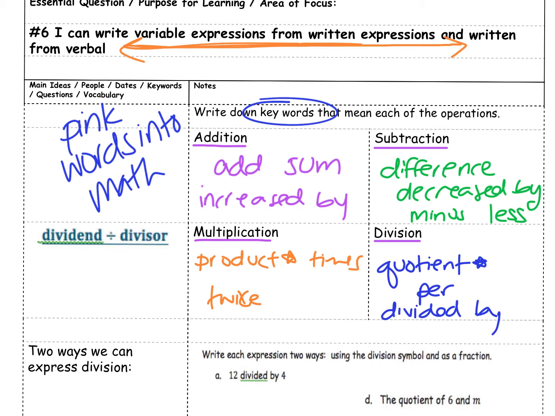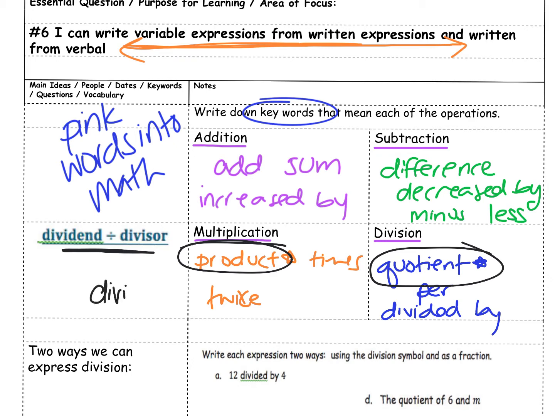So looking at mine, I have addition: add, sum, or increase by. Subtraction: difference, decrease by, minus or less. Multiplication: our big one here is the word product, times or twice. And division: the big one here is quotient, per or divided by. And then just remember that when we talk about some vocabulary words, when we're writing a division problem, it's the dividend first divided by the divisor.